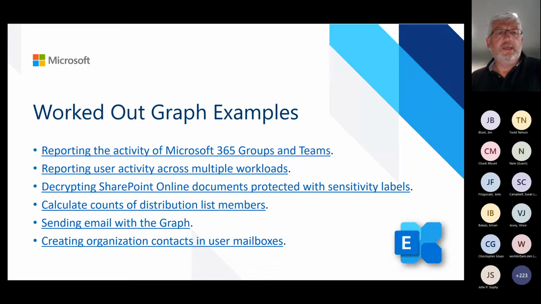You may have to do that. Calculate counts of distribution list members, sending email with the graph. That's definitely a thing that you're going to have to get used to, because Exchange is removing 7 email connection protocols quite soon: at the end of the year if you don't ask for an opt-out, and March 2023 if you do.